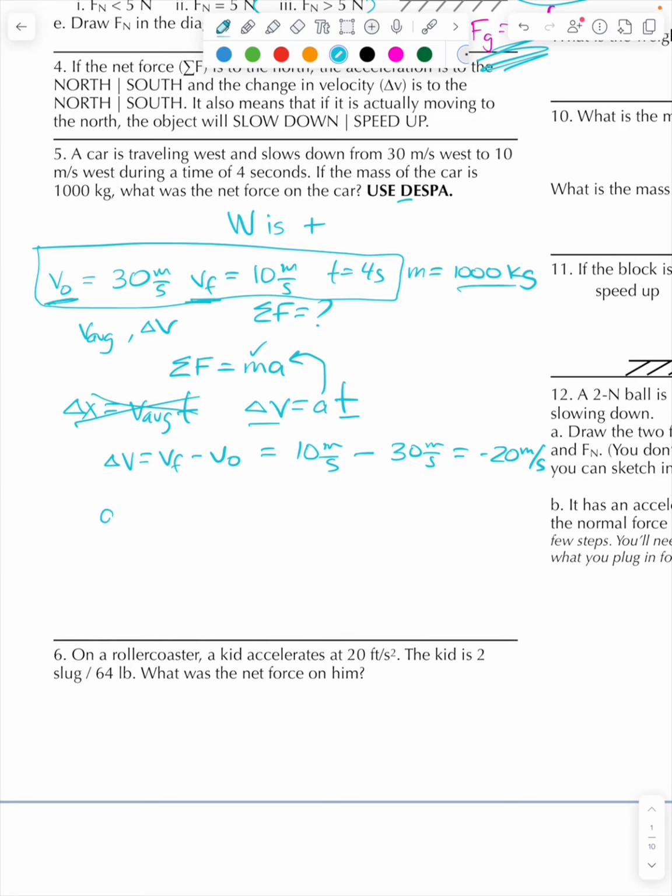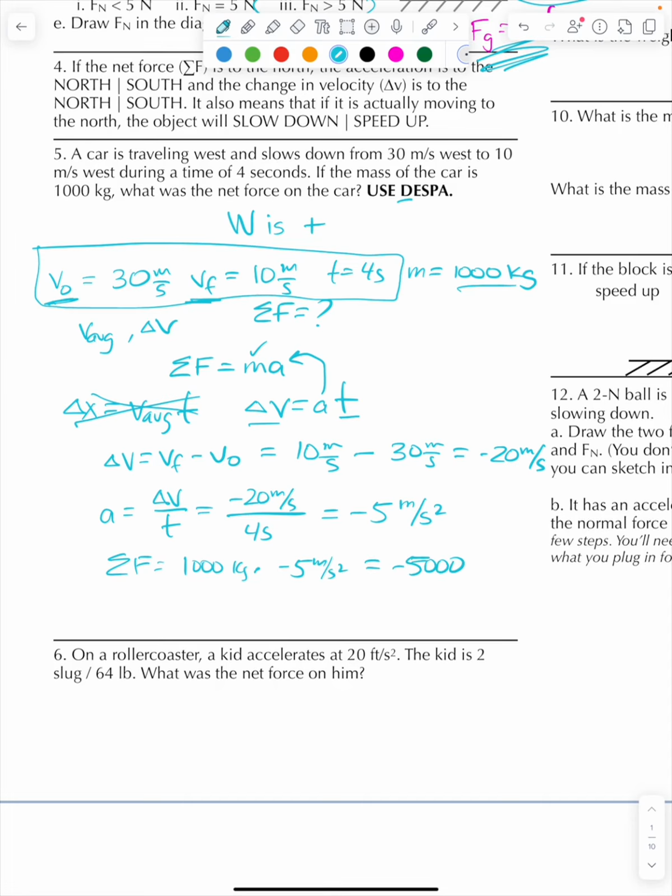And now we're solving for the acceleration using that equation. So negative 20 meters per second, the time is 4 seconds, so negative 5 meters per second squared. Now we just take the mass, multiply it by negative 5 meters per second squared, and we get negative 5,000. And then the unit becomes kilograms meters over second squared.